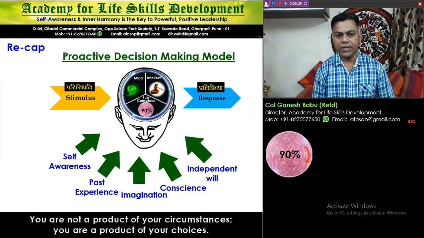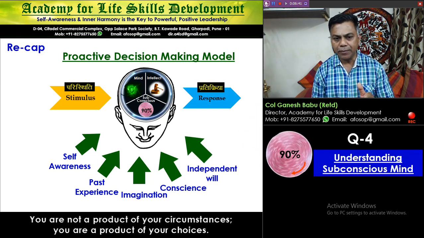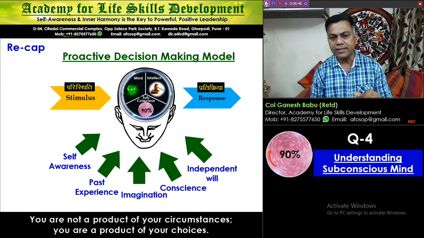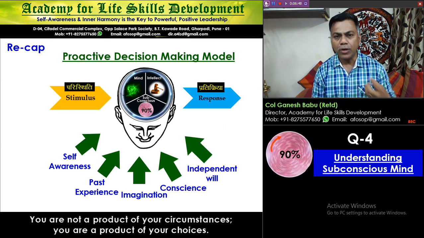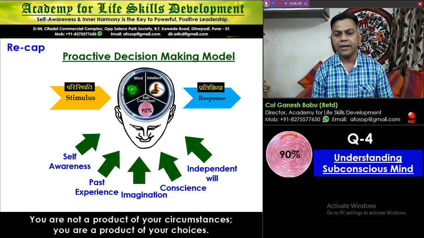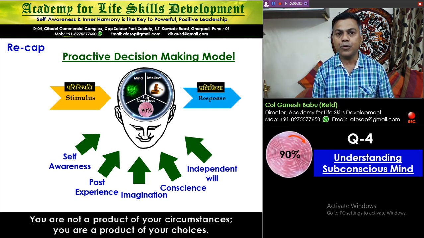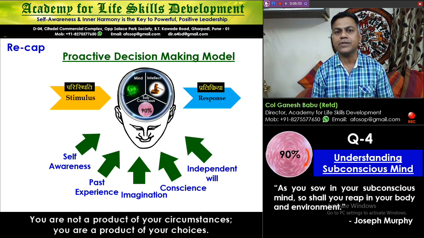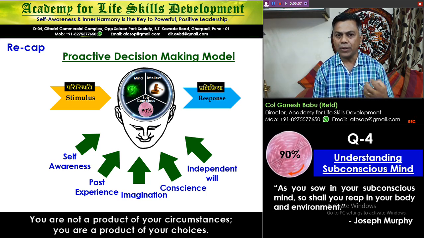So today, you can see this 90% rotating in the subconscious. You can see it in this proactive model. So today, we will try and explore, what is this 90% that is there? And there are those books, Power of the Subconscious, and so many things spoken about the subconscious. Let us try and understand, what is this?